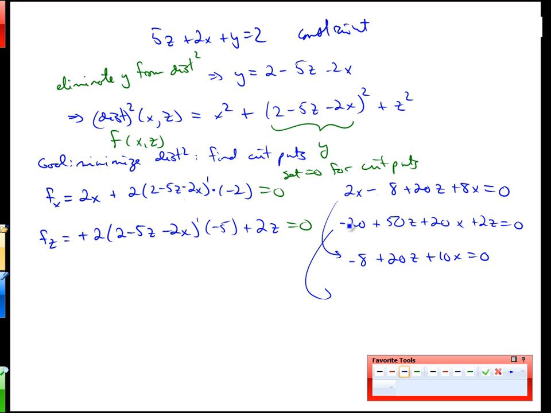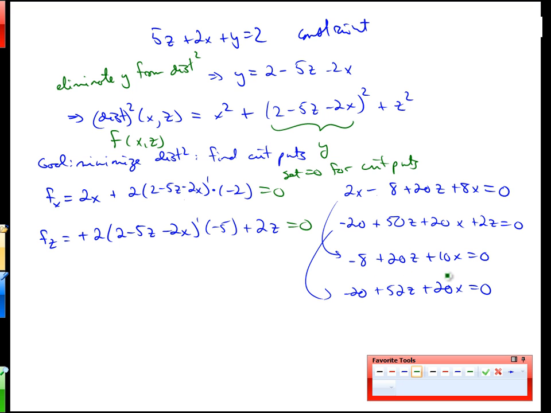There. And negative 20, 52z's plus 20x's. All right, now we're in a position to start simplifying things. Again, your choice how you want to approach this.